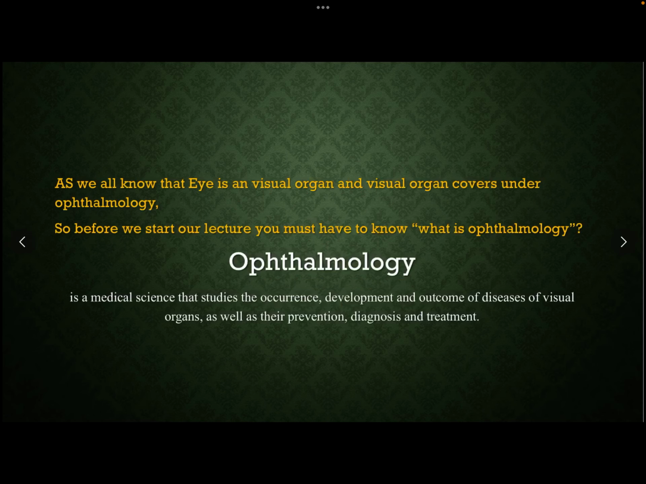As we all know, the eye is a visual organ, and visual organs come under ophthalmology. So before we start our lecture, you must know what ophthalmology is. Ophthalmology is a medical science that studies the occurrence, development, and outcome of diseases of visual organs as well as their prevention, diagnosis, and treatment, etc.